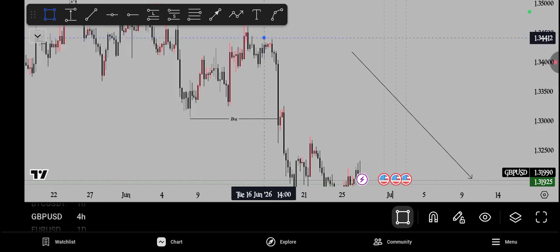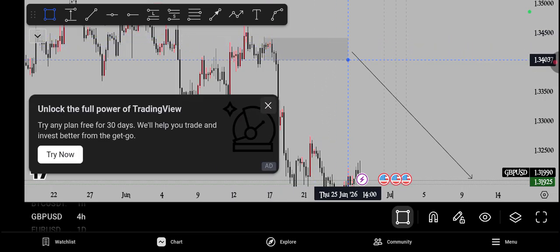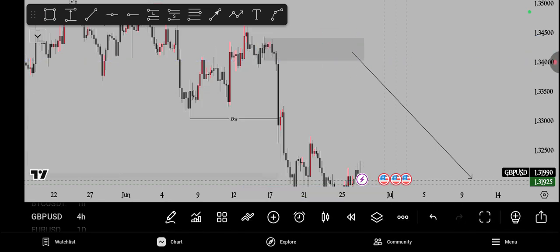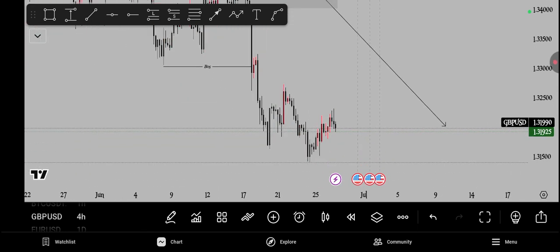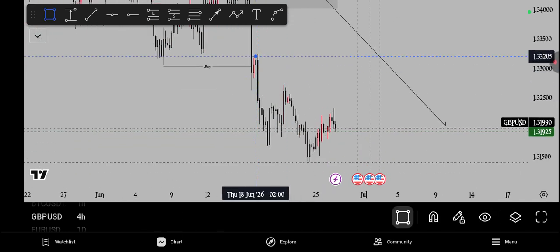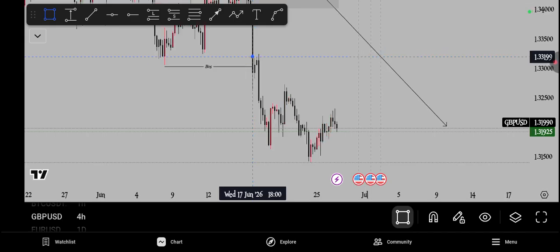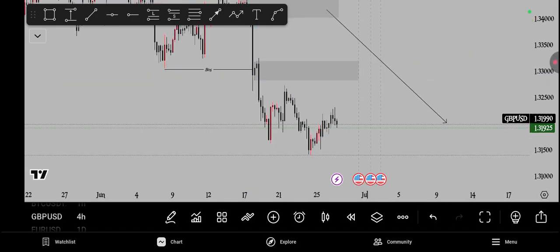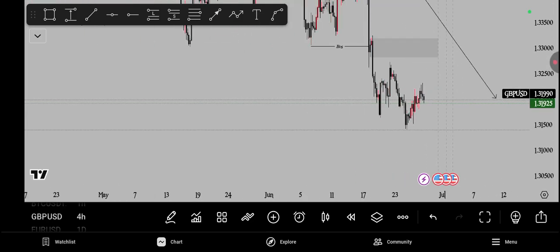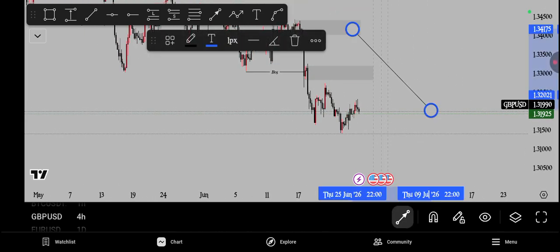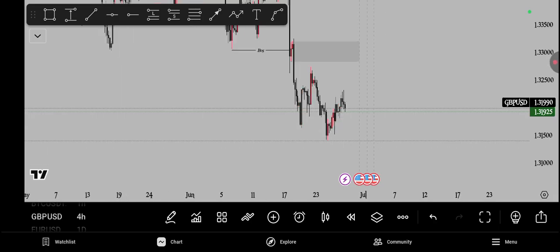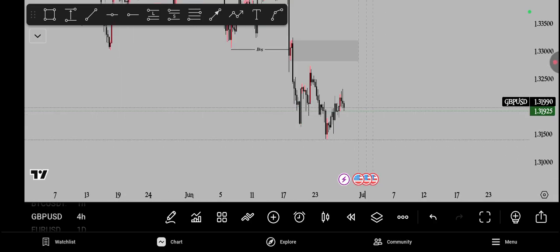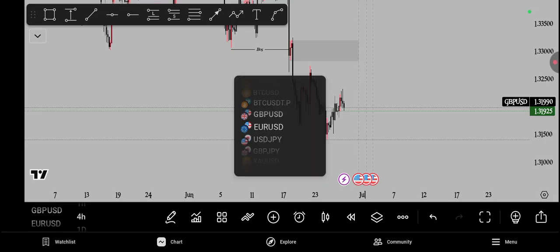Here's our first supply, and here we have the second supply. So these are the zones I'll be watching out for on GBP USD. We are bearish on GBP USD, watching out for these zones. Then going to our Euro USD.